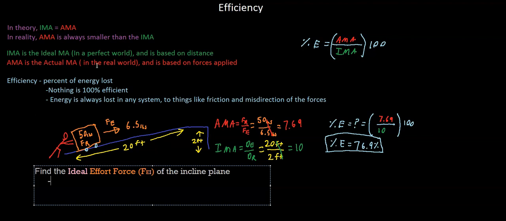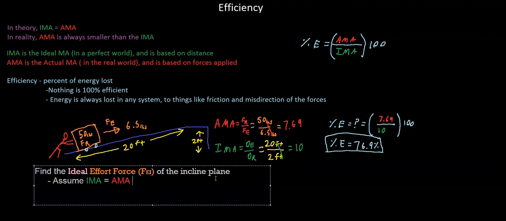In an ideal world, we would assume that our IMA is equal to our AMA. As we said earlier, in theory, the IMA is equal to our AMA in an ideal world. Whereas in the real world, the AMA is always smaller than our IMA. So when we look at this effort force here, that's 6.5 pounds, that's based on the real world where the AMA is smaller than the IMA, as you can see here.